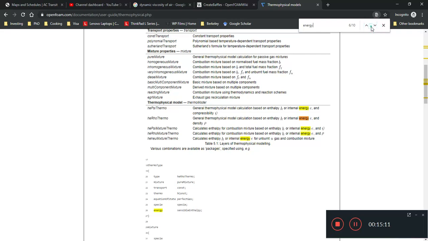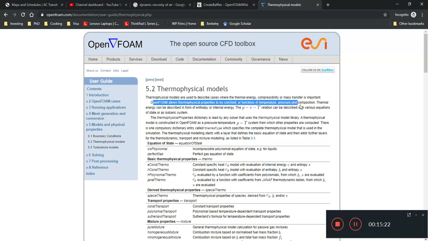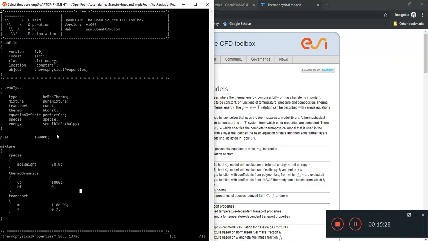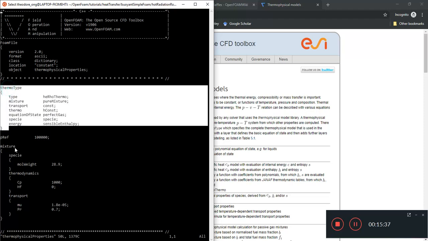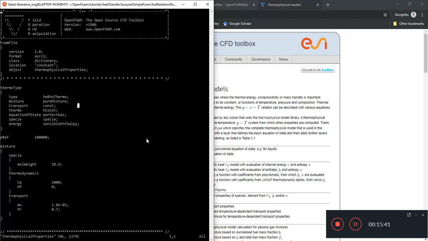Go to the energy entry. OpenFOAM allows thermophysical properties to be constant or functions of temperature, pressure, or composition. Thermal energy can be described in the form of enthalpy or internal energy. In this sense, we are using sensible enthalpy as the measure of energy rather than internal energy. So this is what the thermophysical file is about. Just a little more detailed explanation.